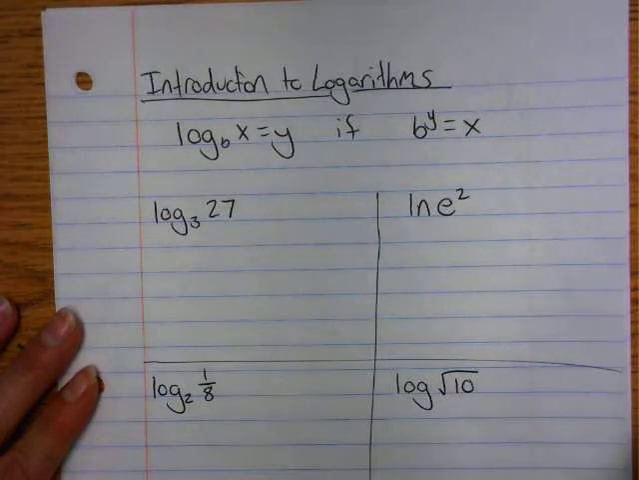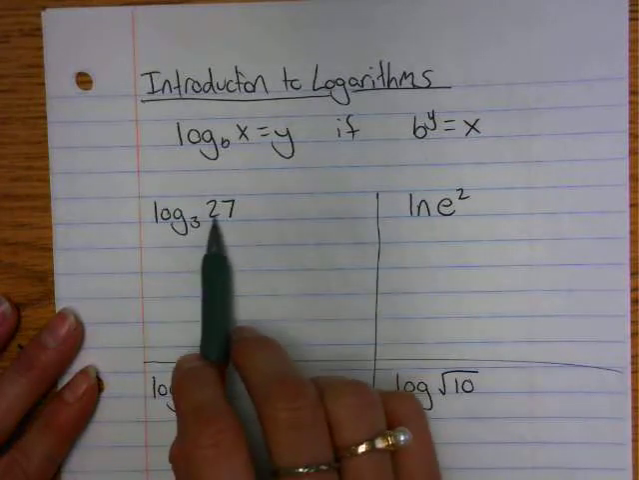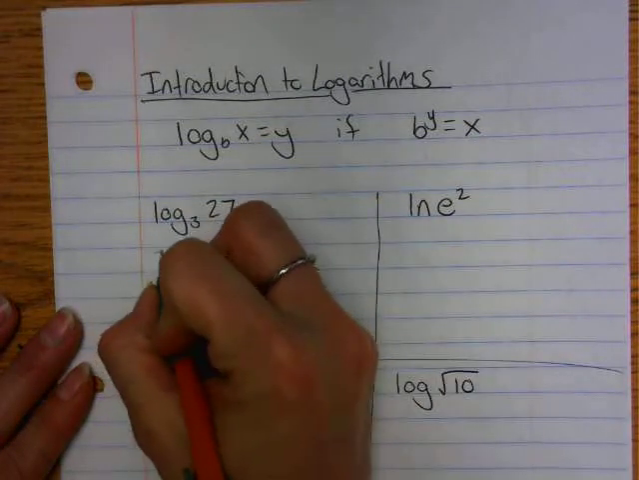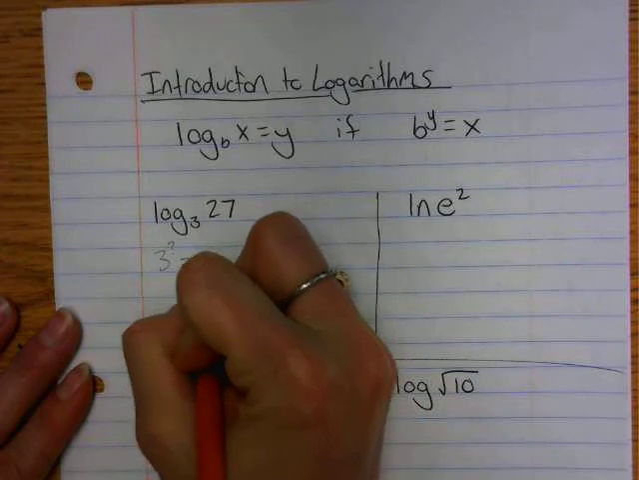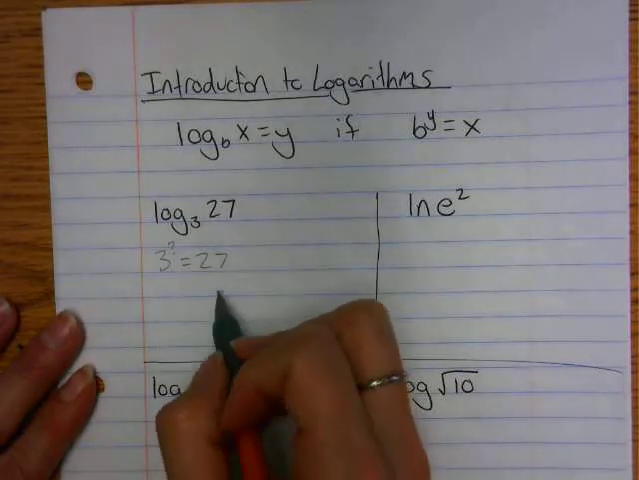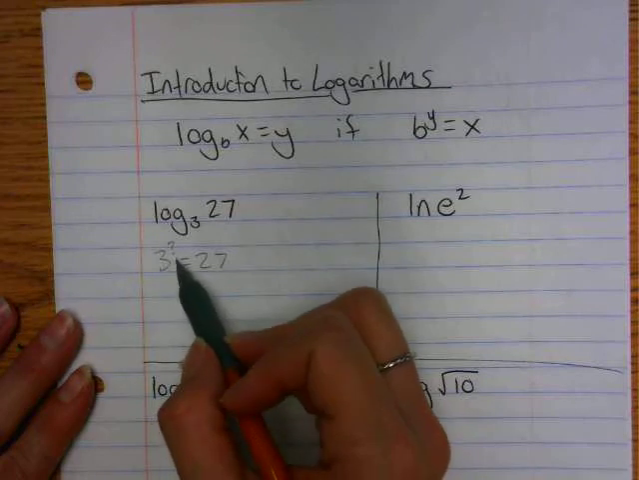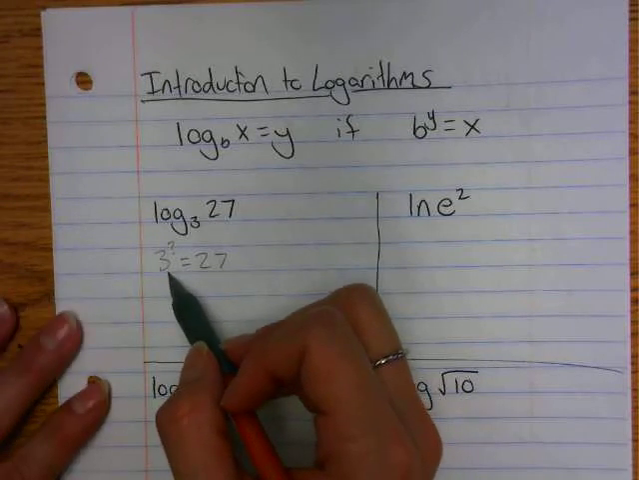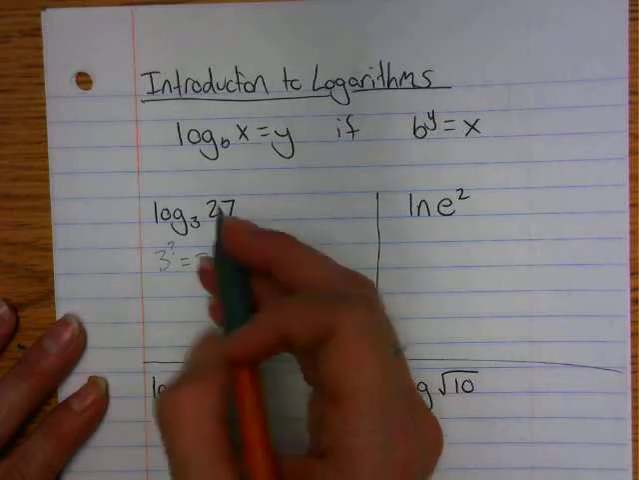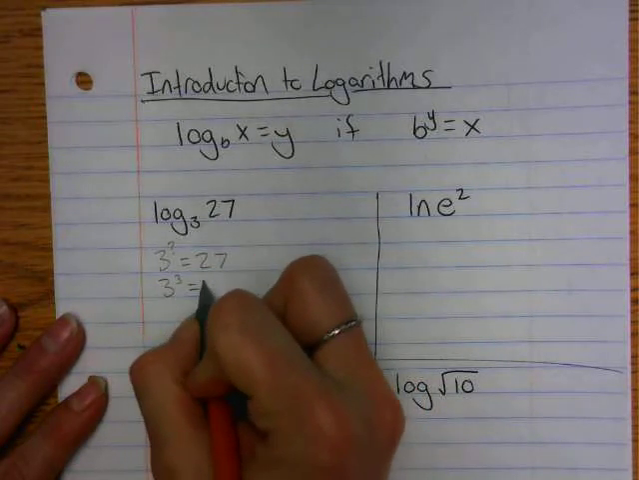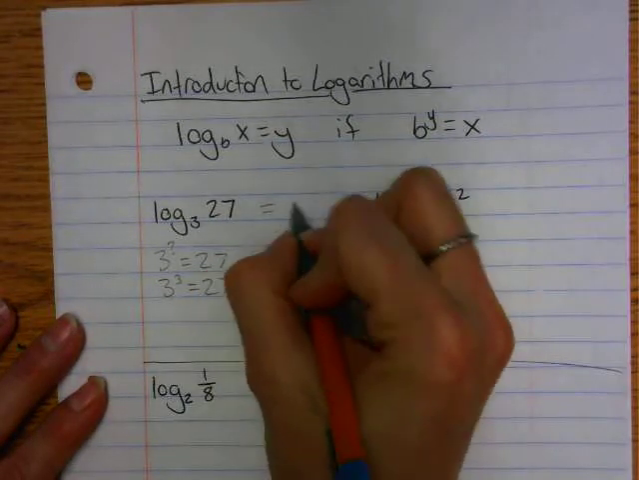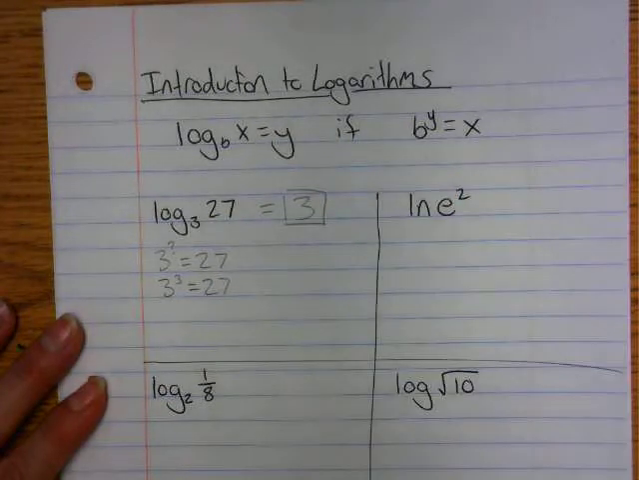So let's look at the first one. If I have log base 3 of 27, I'm asking myself the question, 3 to what power would give me 27? And whatever that power is going to be the answer for my log. So if I think about powers of 3, 3 times 3 times 3 would be 27. So 3 to the third power is 27. So my answer to this log would be 3.